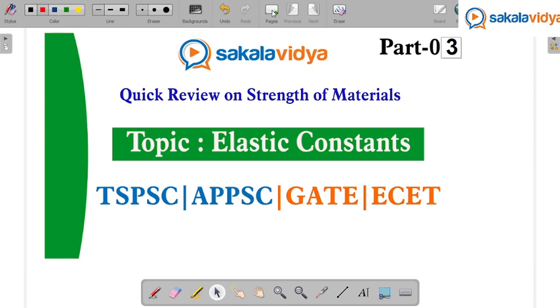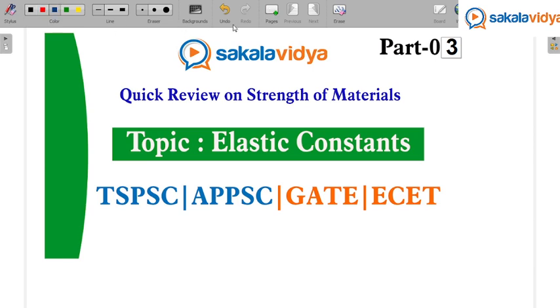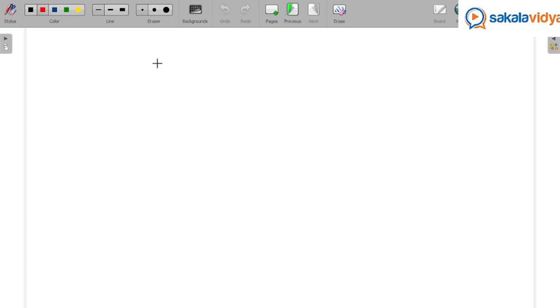So today we are going to discuss one of the important topics, that is the relationship between Young's modulus, shear modulus and bulk modulus along with Poisson's ratio. So before that, let us see what is Young's modulus, what is shear modulus, what is bulk modulus. After that, let us go for the relation between them.